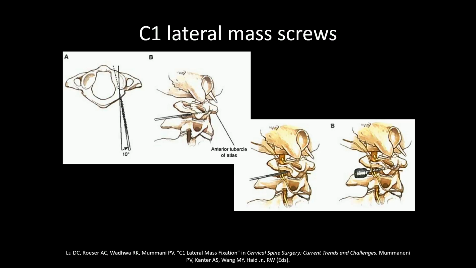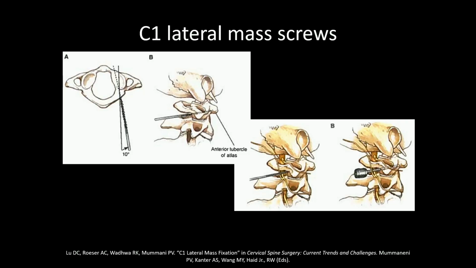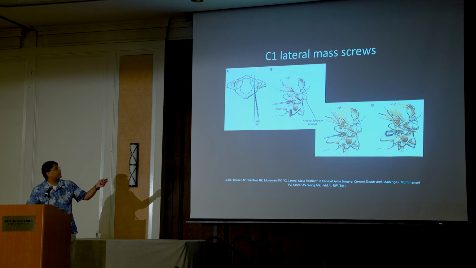So this is a typical trajectory of the C1 lateral mass screw. It is angled just slightly medial. You can put it straight. The important thing to remember is the carotid artery is sitting right here. So if you really go deep with it, you can strike the carotid. And that's not something that I think people really think about. They're so focused on the vertebral artery, they forget that the carotid is sitting up here.